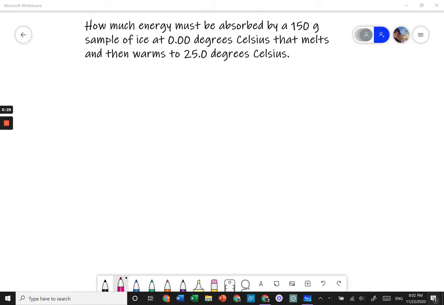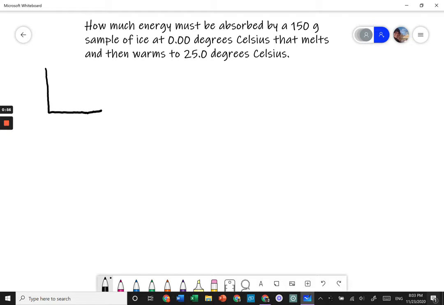So for this problem, how much energy must be absorbed by a 150 gram sample of ice at 0 degrees Celsius that melts and then warms to 25 degrees Celsius? What we're going to do for this problem is same thing we do with our LOL diagrams and our more simple quantitative energy problem. We're going to start off by drawing a heating or cooling curve. So I have my blank curve right here.